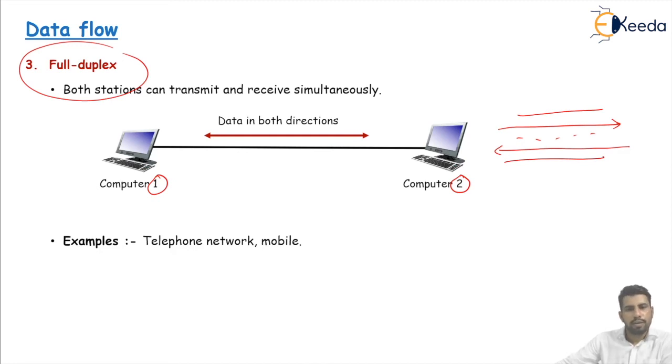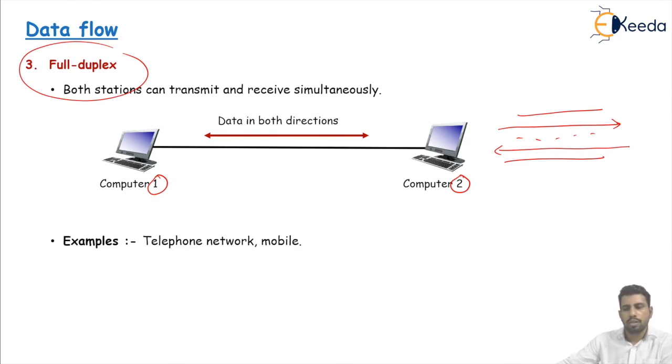In the university level examinations, the examiner can ask you different types of questions. Define the data flow and its different types. Or they can ask you the question, difference between half duplex transmission and full duplex transmission. This type of question may be asked in your university level exams.